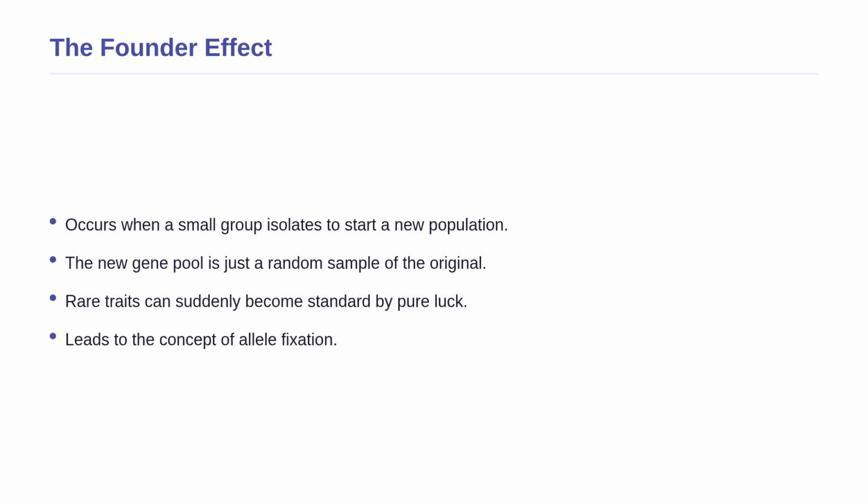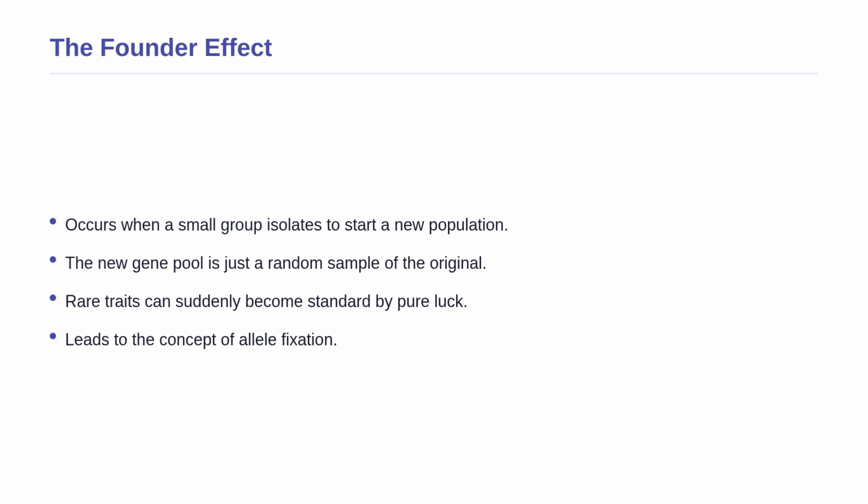This mathematical vulnerability of small populations leads us directly to another critical concept, the founder effect. Suppose a small group of birds gets blown off course by a storm and lands on an isolated island, starting a brand new population. Because this founding group is so small, their genetic makeup is just a random, limited sample of the original mainland population.